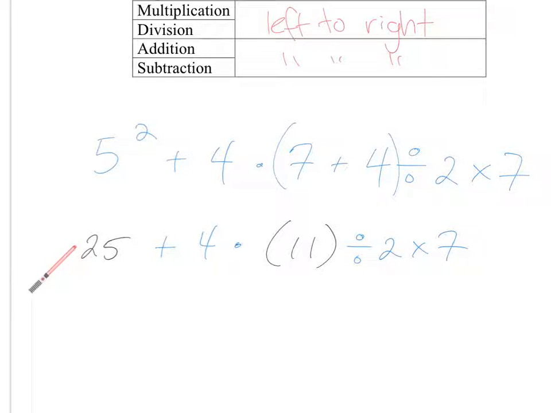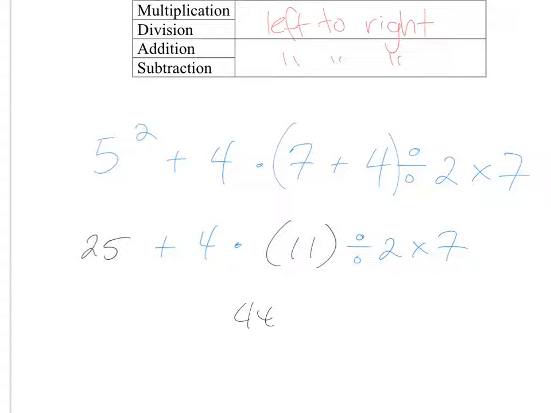So, I look from left to right, and I see here, the 25 is being added. And I know addition comes after multiplication and division. So let's go to multiplication. That appears first on the left. And then we'll take that answer and divide it. And then we'll take that answer and multiply it. And then we'll take that whole answer and add 25 because addition comes after.